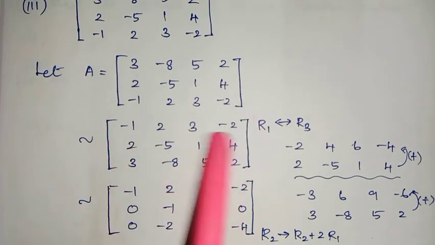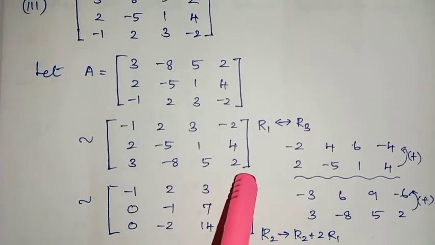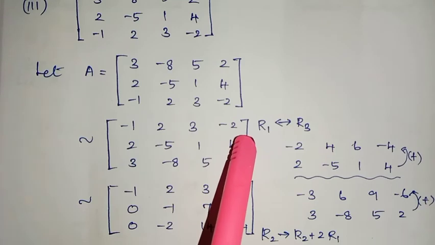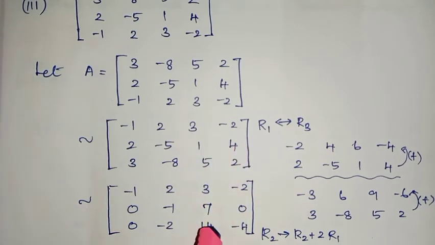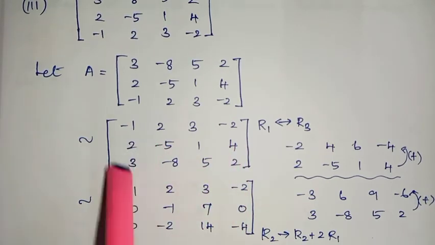So the first row is now put into the third row and the third row is put into the first row. Okay, right. Now what you have to do is make this 2 and 3 into 0.